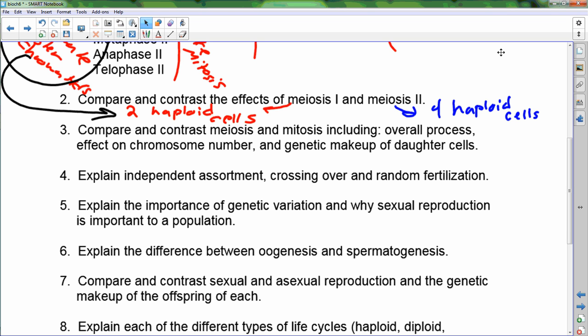All right, number 4 says explain independent assortment, crossing over, and random fertilization. Can we skip this one? No, I need to know that. Oh, we can skip it, though. It's going to be on the test.